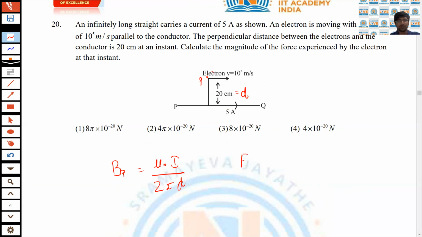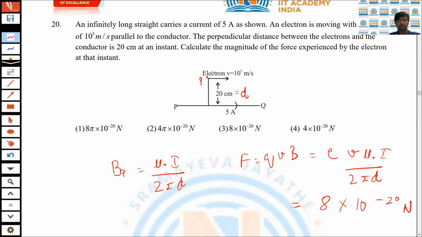Now, the value of force is QVB, which means e times v times mu naught I by 2 pi d. Now, if you calculate this value, this comes out to be 8 into 10 to the power minus 20 newtons. If you put all the values, you will get this, which means the third option is the correct option. All right.